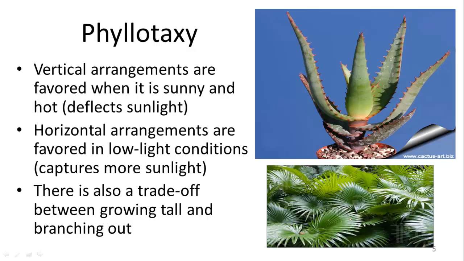There's also a trade-off between growing vertically to achieve exposure to sunlight and outcompete other plants, and growing horizontally or branching out. Any energy towards one can't be spent towards the other. And so large trees that are both vertical and branching out take a long time to grow because a lot of energy is required to do both.